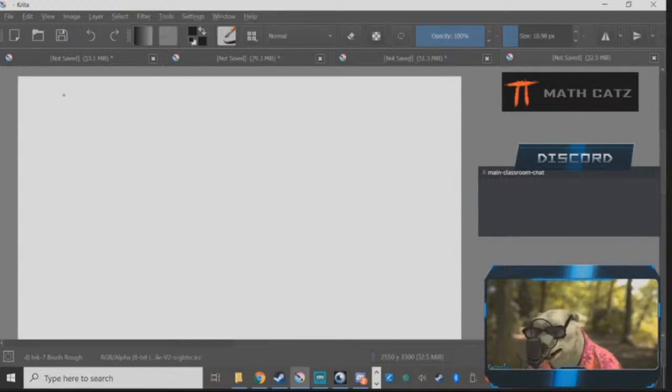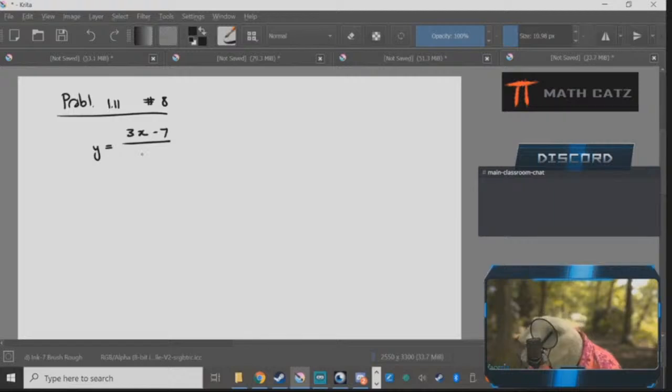And I want to do problem 111, number 8. And I'm not going to bother showing it. I'll just show you here. It's (3x minus 7) over (x minus 2). All right. Now here is the pickle with this. There's an x in the numerator.